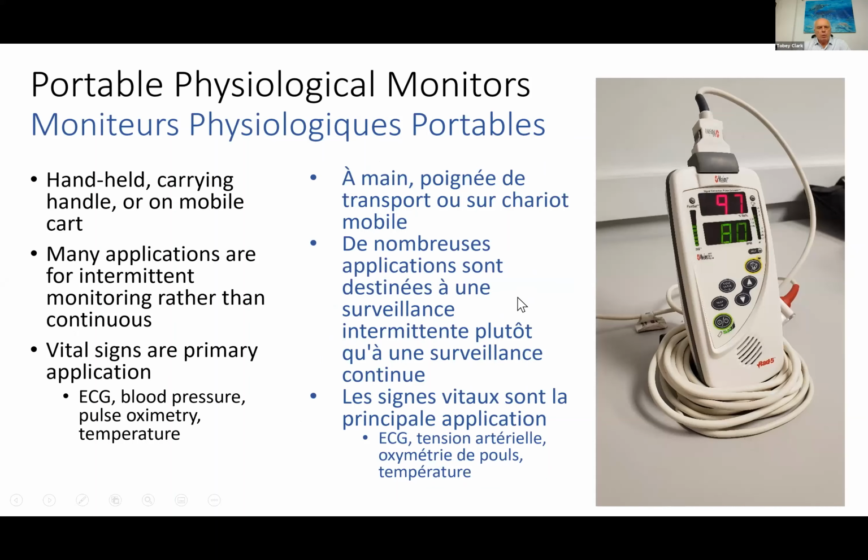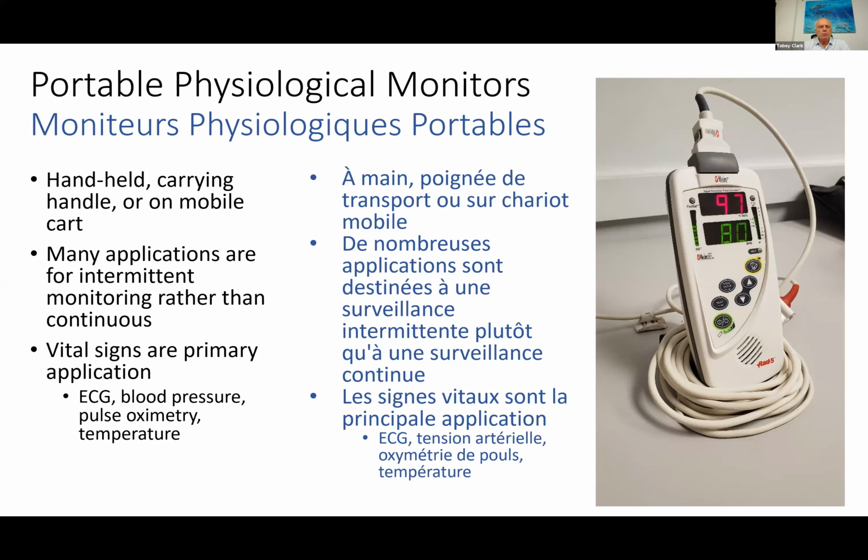And there's also portable physiological monitors. This particular monitor in the photo is a handheld monitor, primarily for pulse oximetry. It could be on a cart. It could be something that might be used in an ambulance, these portable monitors. Many times you have these portable monitors mounted on a pole for making vital signs, which are intermittent measurements.